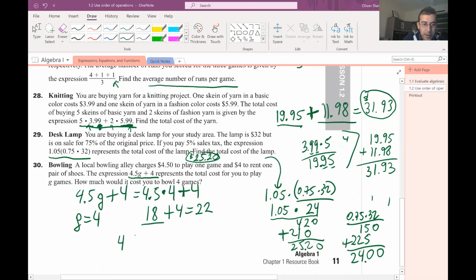Just to see that it's 18, this is how I did it. 4.5 is the same as 4 plus 0.5. So multiplying 4 times 4.5 is the same as multiplying 4 by 4 plus 0.5. So what is 4 times 4? It's 16. What is 4 times half? It's 2 wholes, which is 18.